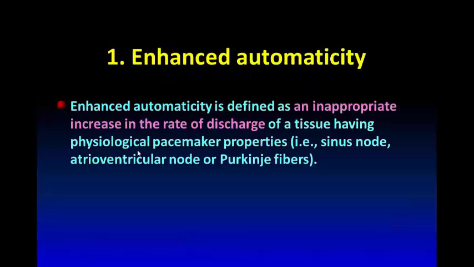Enhanced automaticity is defined as an inappropriate increase in the rate of discharge of cardiac impulses of a cardiac tissue having physiological pacemaker properties, like when there is enhanced automaticity of the sinoatrial node, or the enhanced automaticity can involve the atrioventricular node or Purkinje fibers.